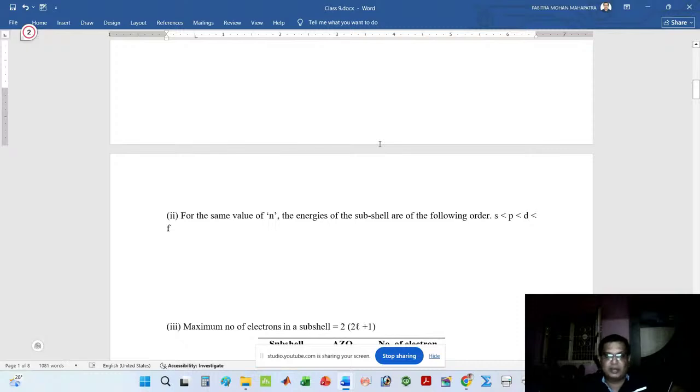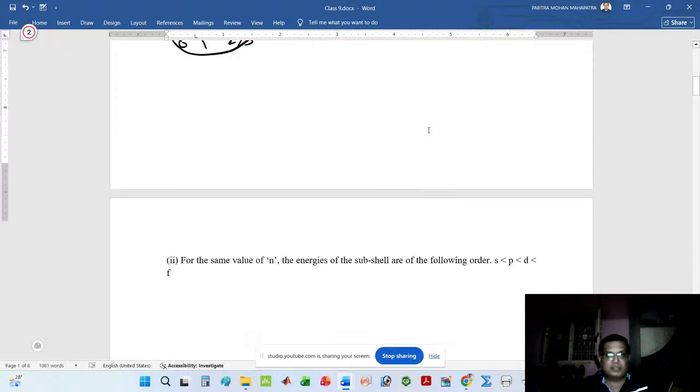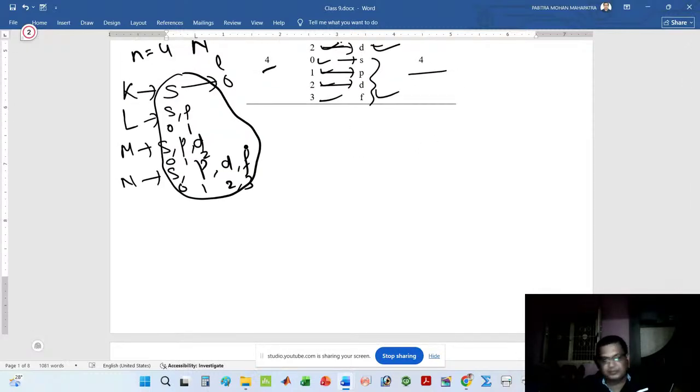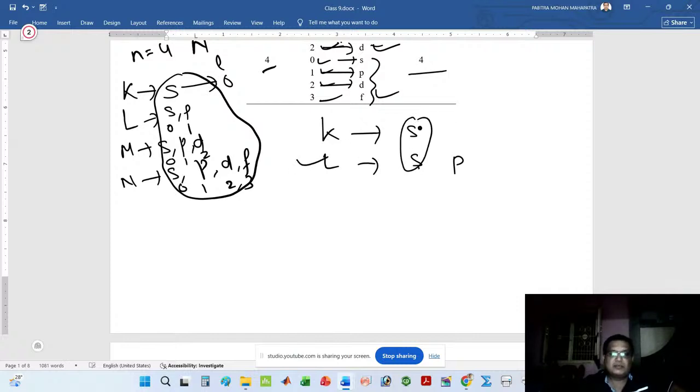Next, if you think about the energy of the subcell, let me write another important point. We know that K cell has an S subcell, L cell has also an S subcell along with a P subcell. There is a difference, no doubt. The shape of S belonging to the K cell is equal to the shape of S belonging to the L cell, both having the same shape, but the size is not the same, the size is different. So here I can write this is 1s, this is 2s. Here we can write 2p.